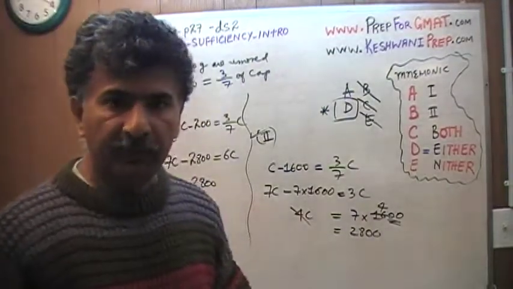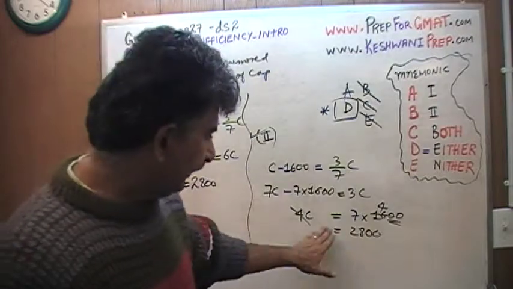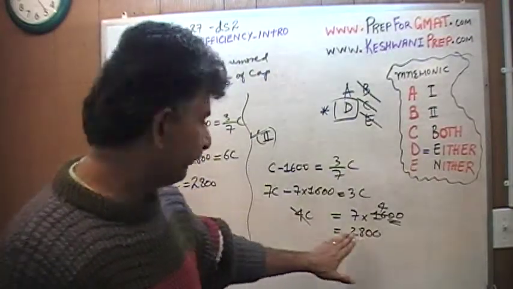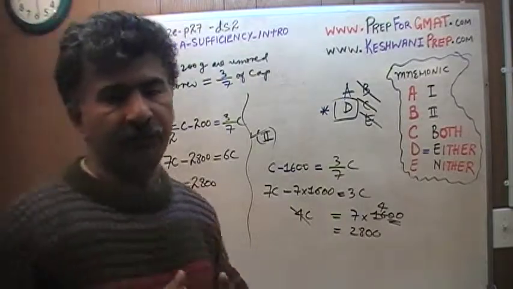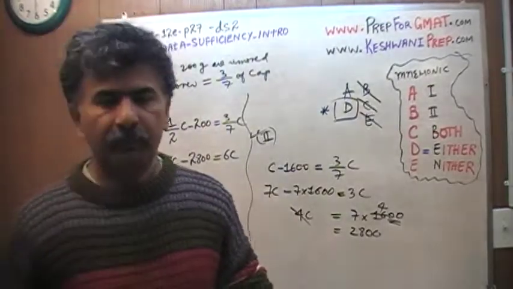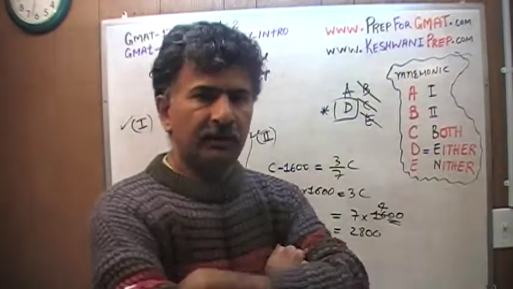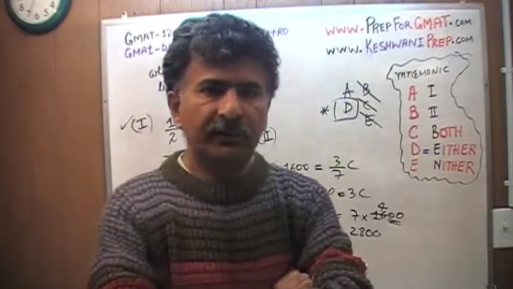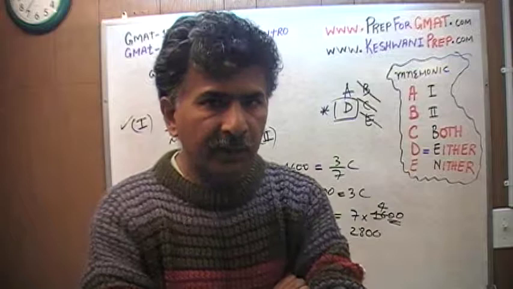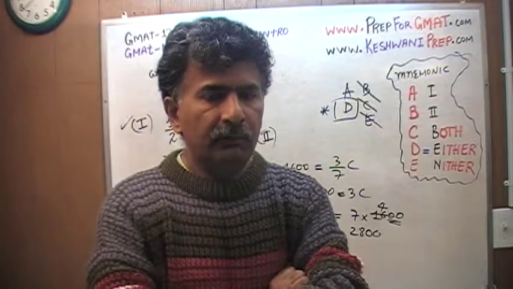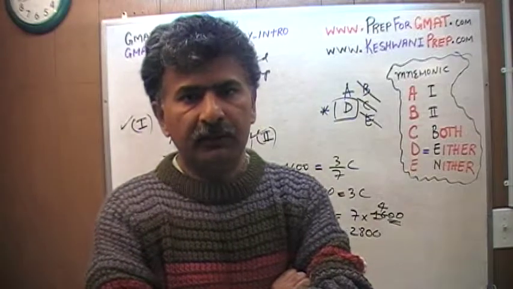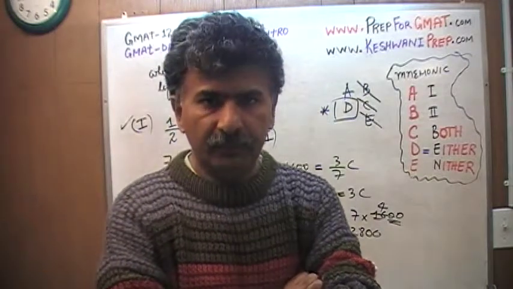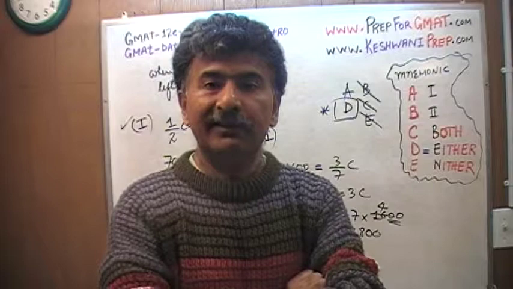But the second thing that I was trying to point out here is that, as you can see, the capacity turned out to be 2,800 gallons. It is always consistent. If based on the work that you did on the first statement, you found that the capacity of the tank was 2,800 gallons, and you do the work based on the information given in the second statement, and all of a sudden you find the capacity of the tank is now 2,500 gallons or 3,000 gallons, something has gone wrong.